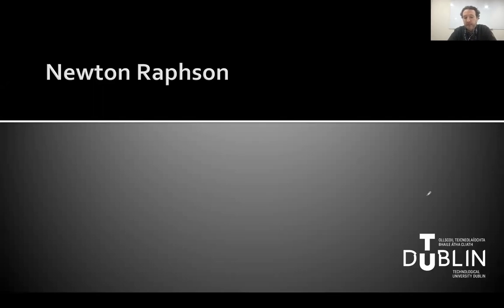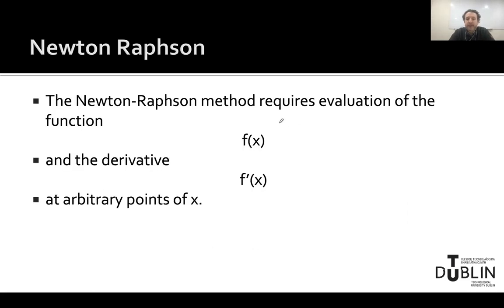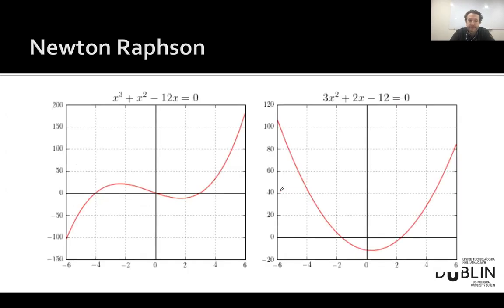The bracketing bisection is quite brute force-ish, and it doesn't actually use information about the function itself. The Newton-Raphson is much more elegant and uses information about the function you have. So once again, we start with our equation, x cubed plus x squared minus 12x equals 0. What can we do with that function? Well, we immediately can do 2 things. We know the function itself, and we know its derivative. And the derivative is the rate of change, so that can help us know which direction the function is moving.